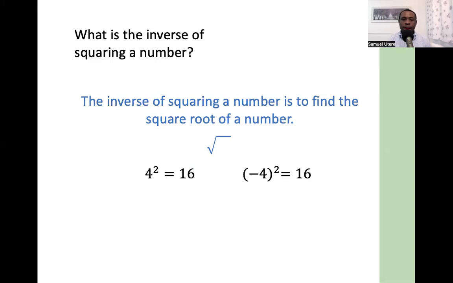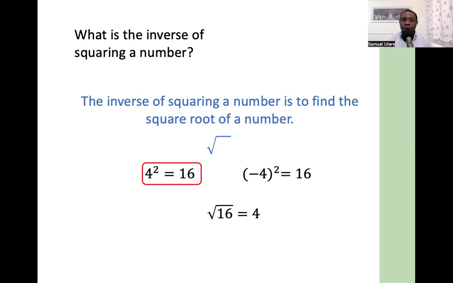So, if we have 4 squared equal to 16, know that negative 4 squared is also equal to 16. So the inverse of squaring 4, if we do the square root of 16, we're going to get 4. Have you noticed that we didn't write negative 4? Yes, we didn't write negative 4 because using the square root symbol, we are only interested in the positive number. But you would see a different case where we have to use negative 4 when we are solving equations, and I'm going to explain why.